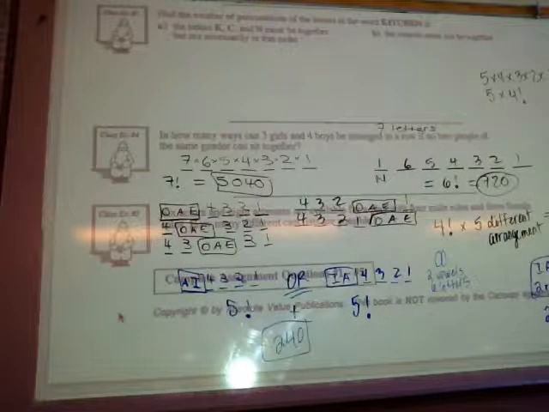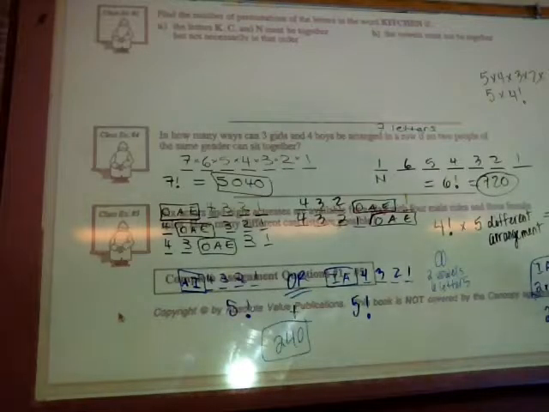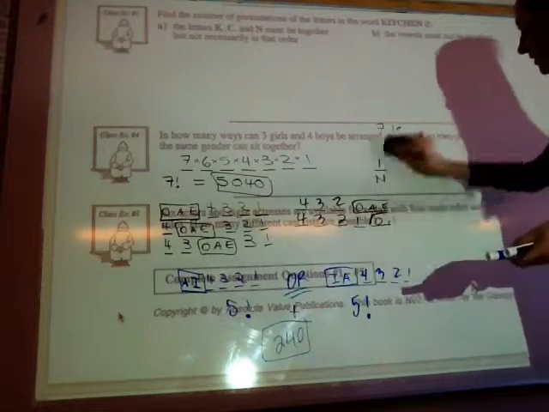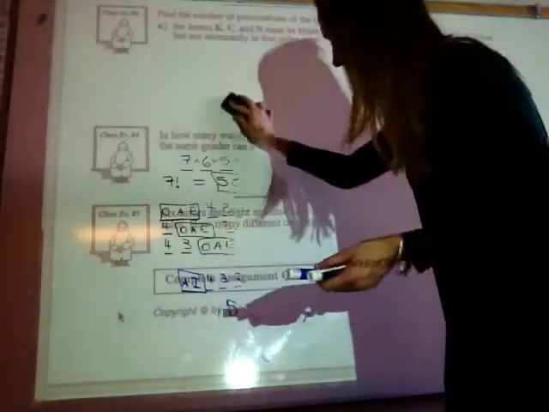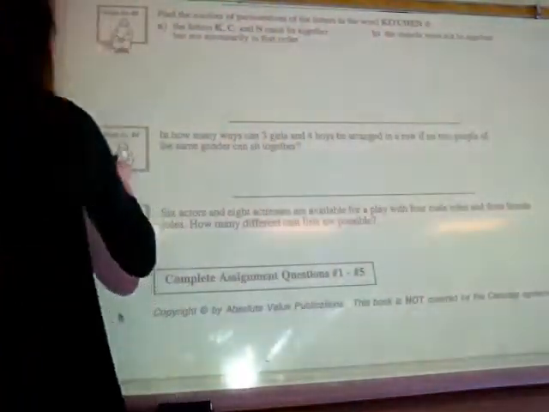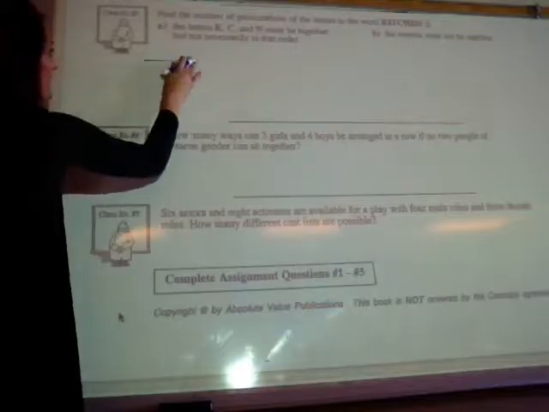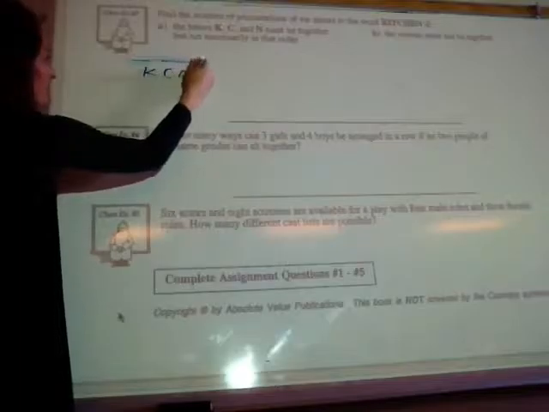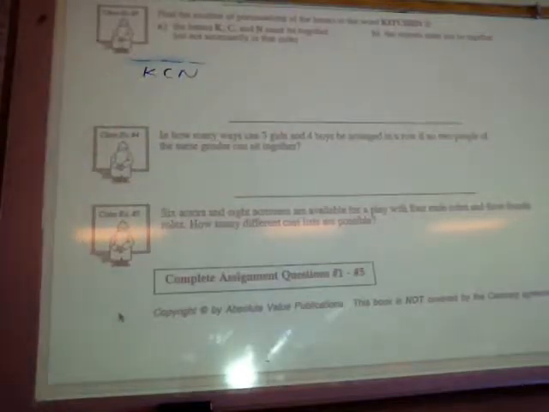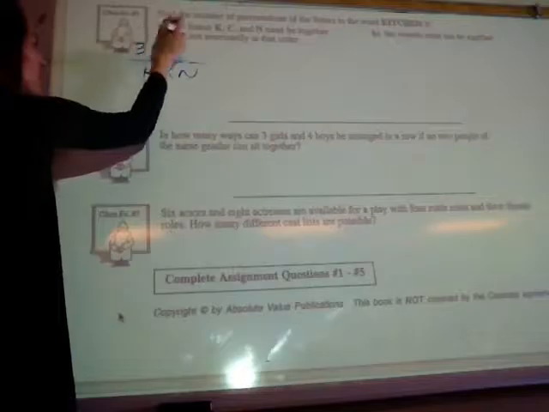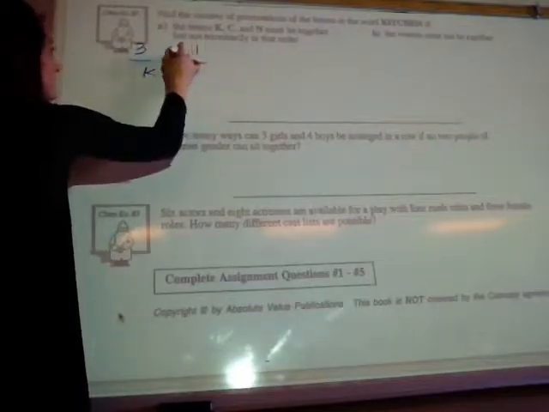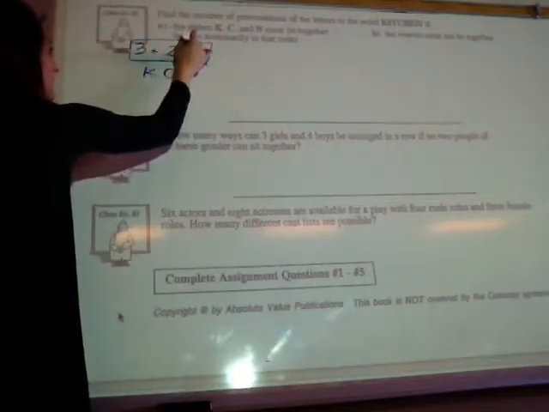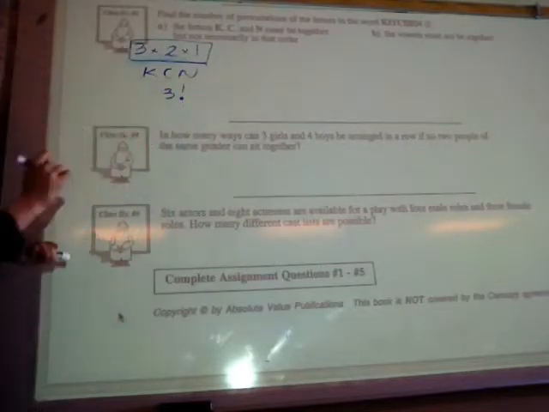All right, find the number of permutations of the letters in the word kitchen. The first condition is the letters KCN must be together, but not in that particular order. So similar to the vowels we just looked at. We could have some sort of combination of KCN, any order for that one. That means we have 3 choices, then 2 choices, then 1 choice. That's for KCN. In other words, 3 factorial.